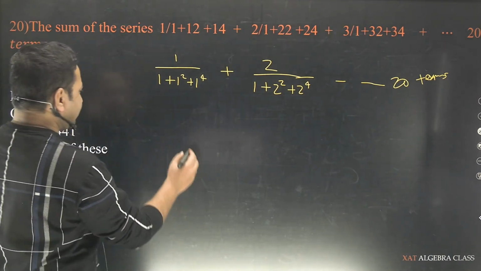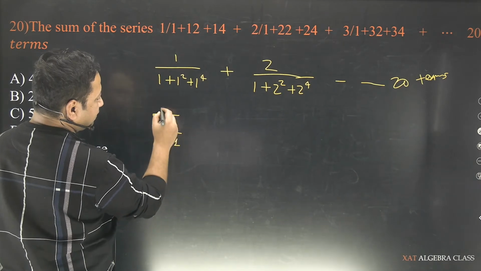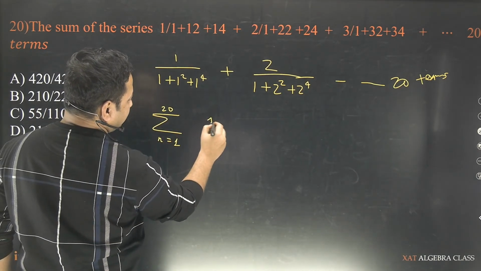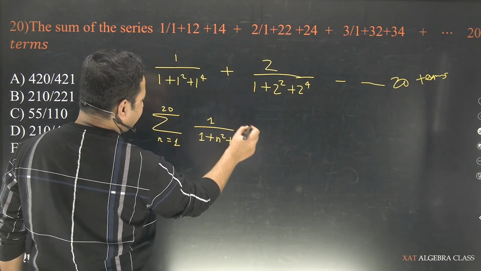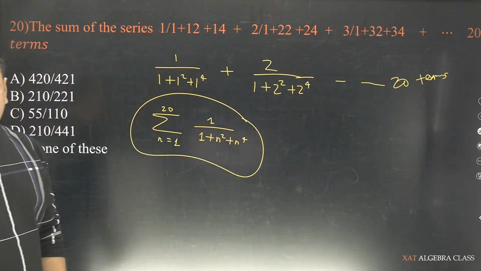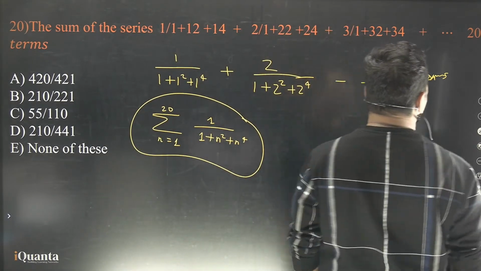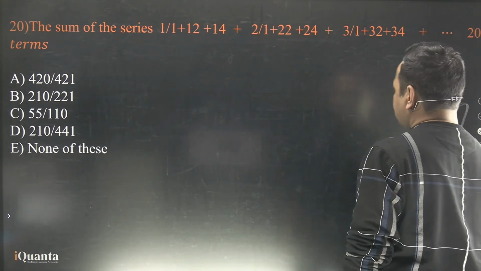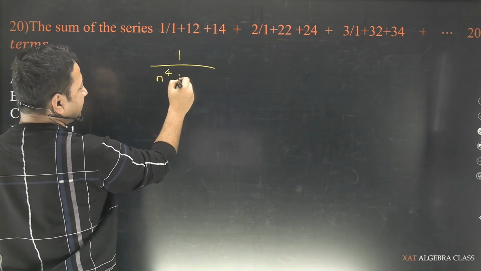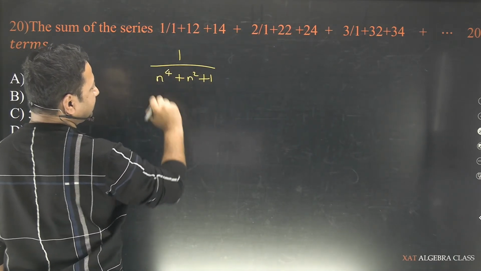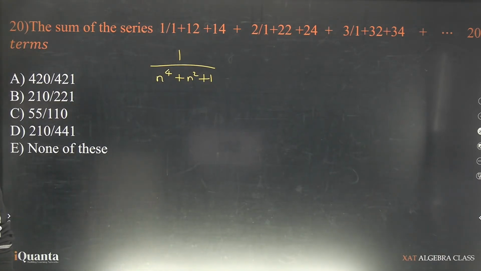What is the general term over here? I can write sigma as it is a summation, n is equal to 1 to 20, 1 upon 1 plus n square plus n to the power 4. This is what it is. Okay, so I can write this as, can I break it somehow? Can I break it as partial fractions? Is that possible?